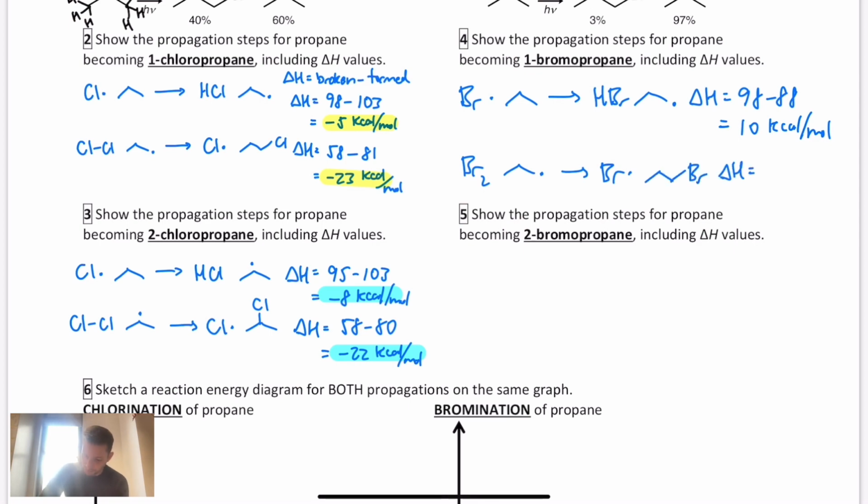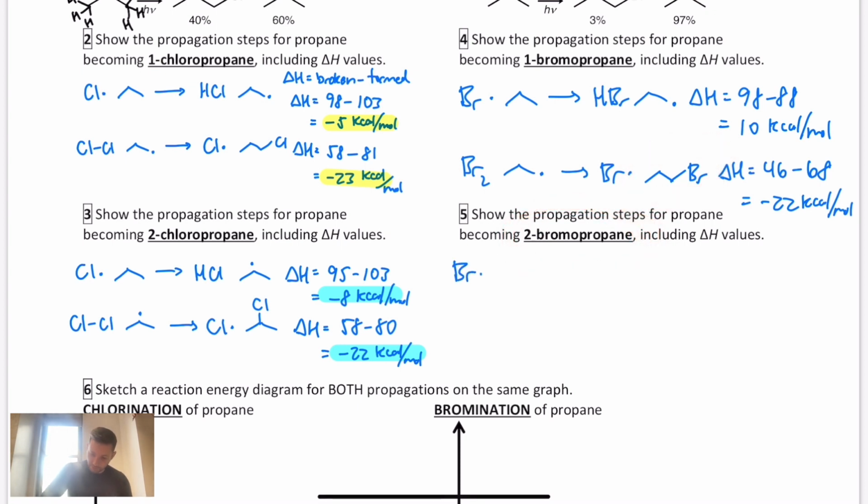Delta H is going to be, you break 46, the Br2 molecule, much weaker energy, and then you form 68, so we're exothermic by 22 kcal per mole. That's to make 1-bromopropane. Now let's do the constitutional isomer.